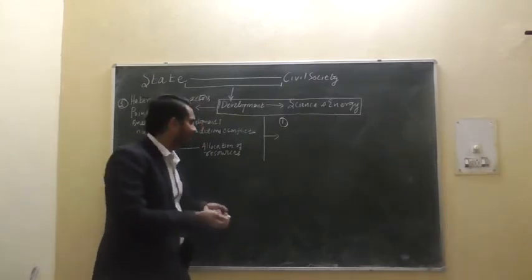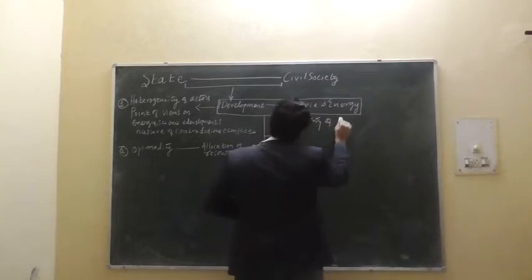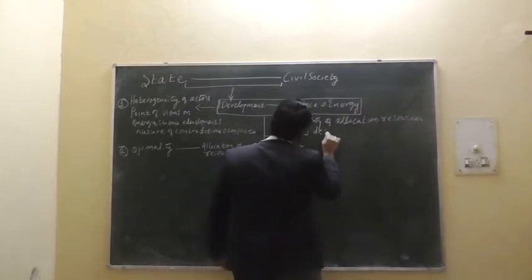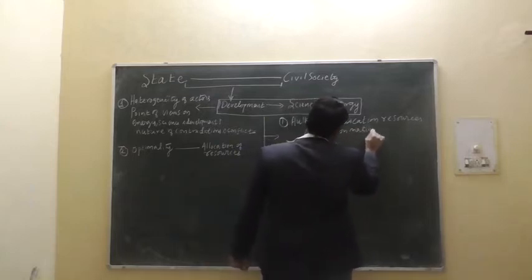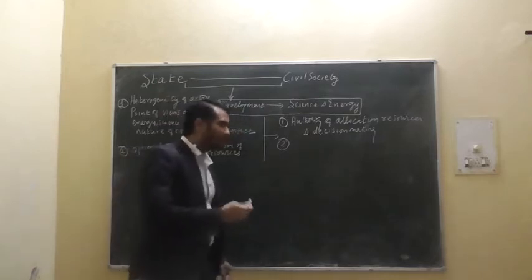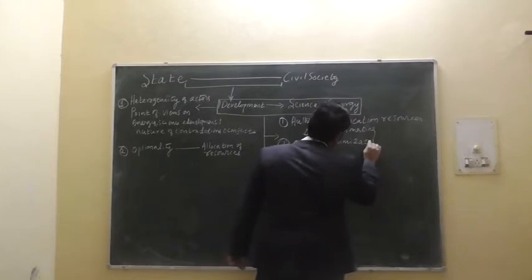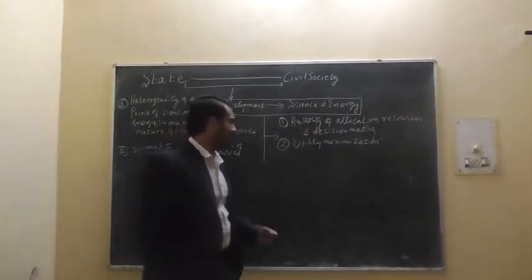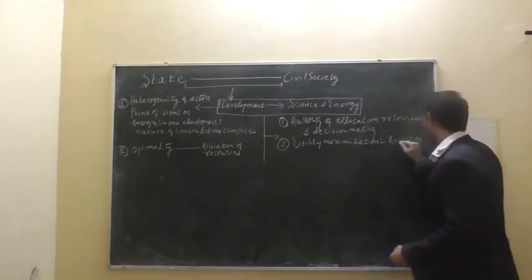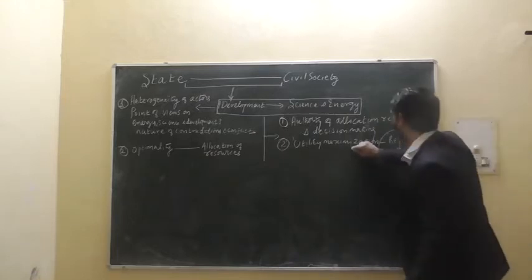The first idea is that we will be able to better understand the authority's involvement in allocation of resources and decision making. Now, the second point is the idea of utility maximization. The notion of utility maximization is that whatever resources we have, we should use those resources with full efficiency. That is what we translate into utility maximization.